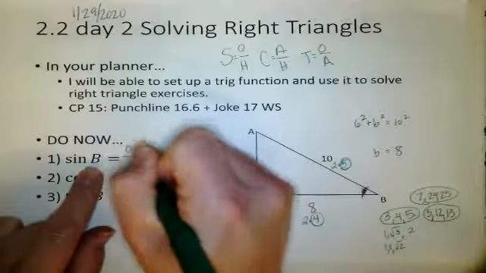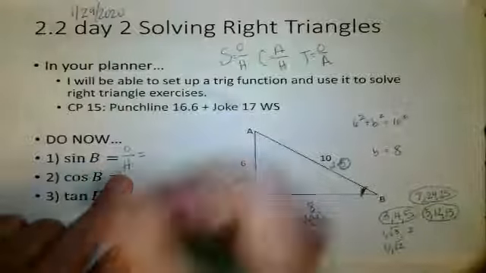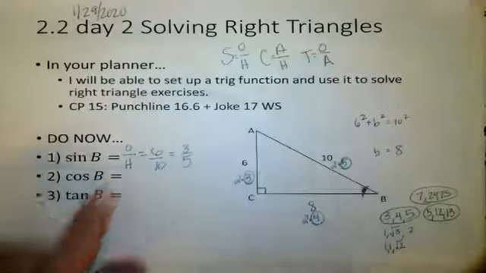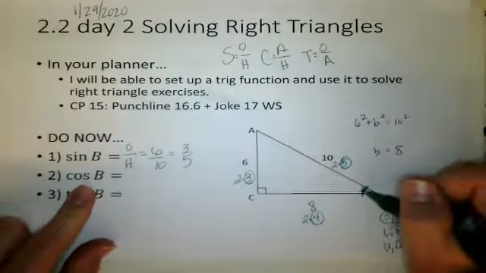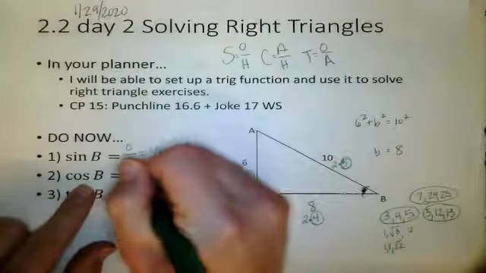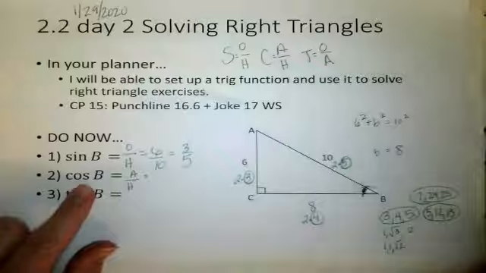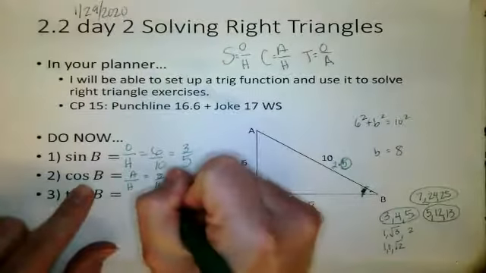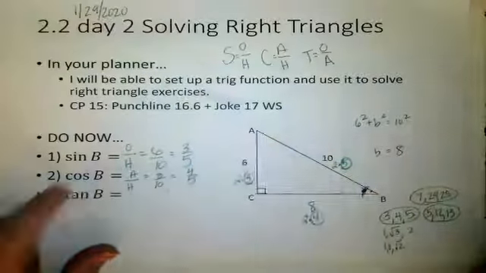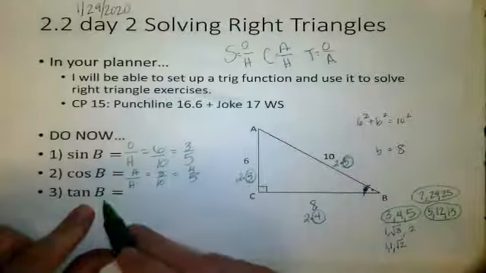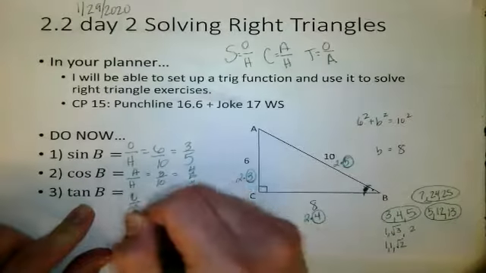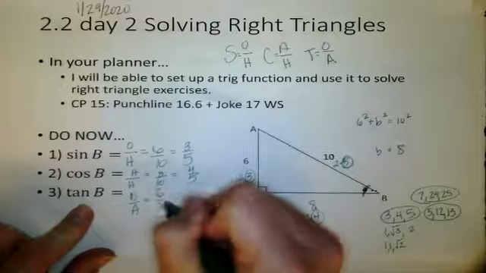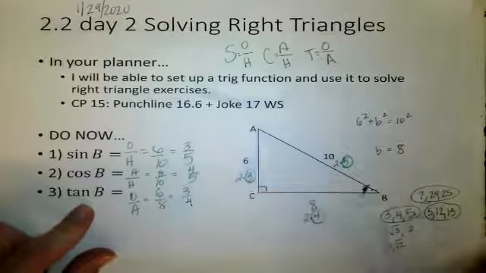Opposite over hypotenuse, which would be 6 over 10, which reduces to 3 over 5. The cosine ratio looking from angle B is adjacent over hypotenuse, which would be 8 over 10 and reduces to 4 over 5. Good. And tangent, according to angle B, is opposite over adjacent. 6 over 8, which reduces to 3 over 4.